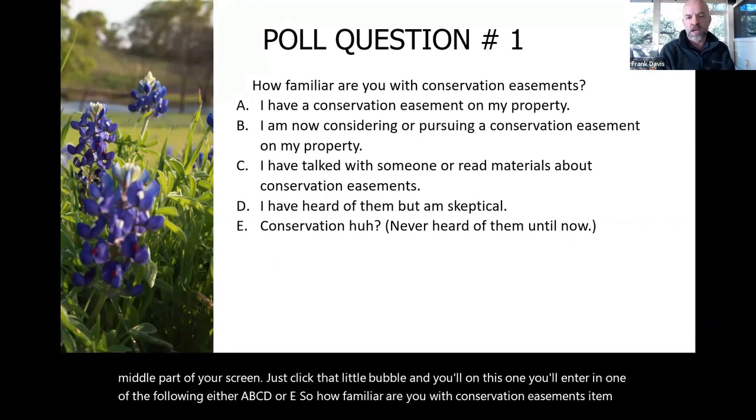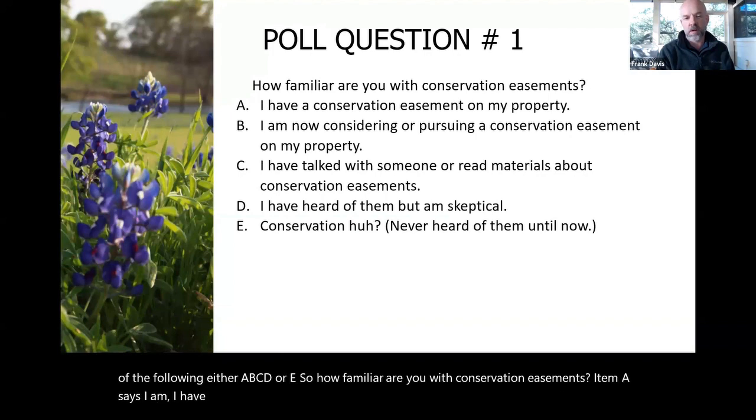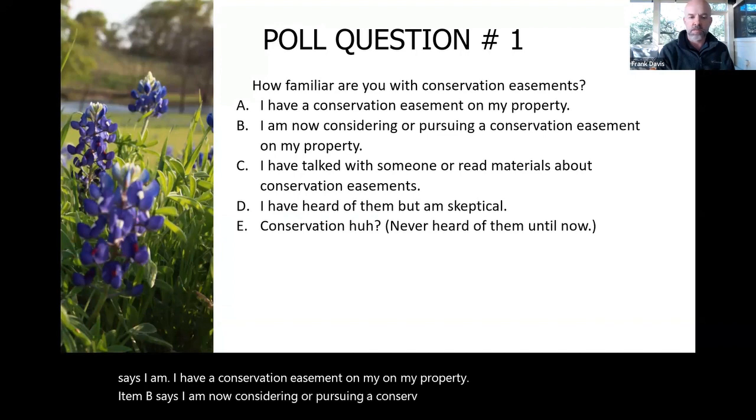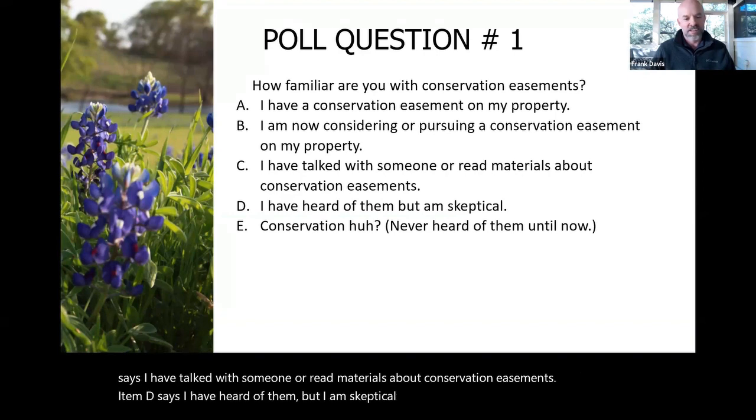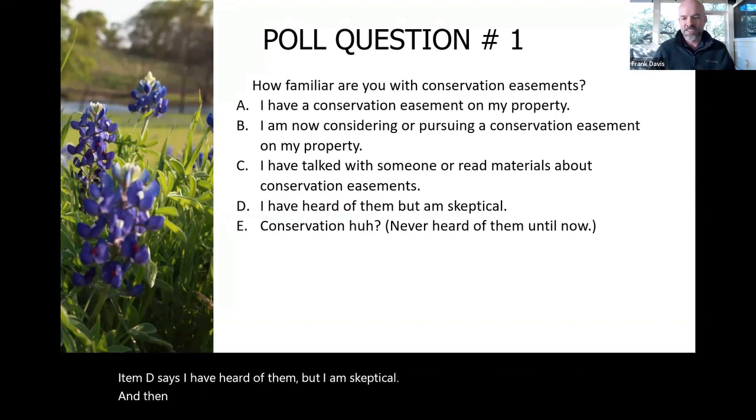Item A says I have a conservation easement on my property. Item B says I am now considering or pursuing a conservation easement on my property. Item C says I have talked with someone or read materials about conservation easements. Item D says I have heard of them, but I am skeptical. And then E, conservation, huh? I've never heard of them until now.